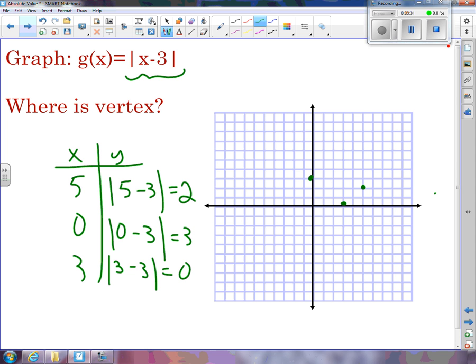Now, hopefully you were able to predict correctly that this negative 3 is going to move the graph to the right 3. So here my vertex is not going to be at (0, 0) anymore. That minus 3 moved it 3 units to the right. So now that whole V just shifted over.